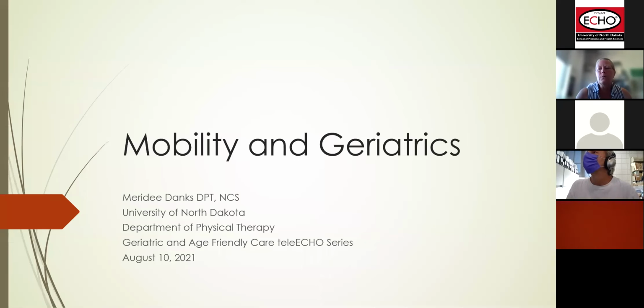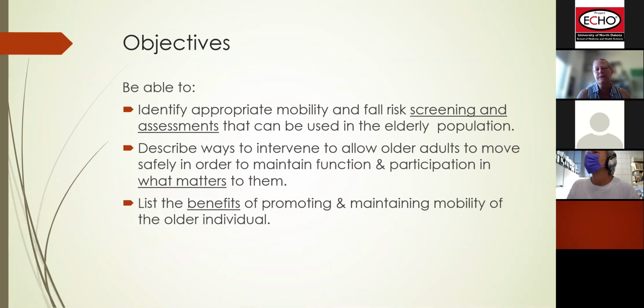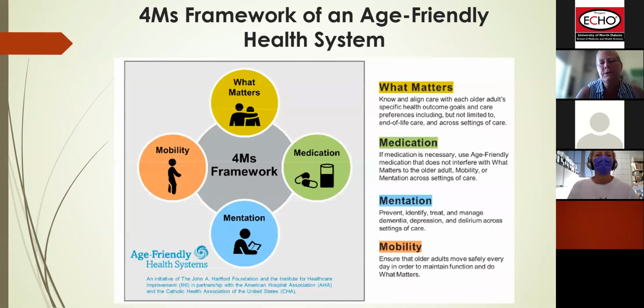So we will have the objectives here. I'll let you kind of read through it. We're going to look at ways to identify and screen for mobility, and then get into how we could apply some intervention and the benefits of doing this, the promotion and maintaining of mobility in the older individual.